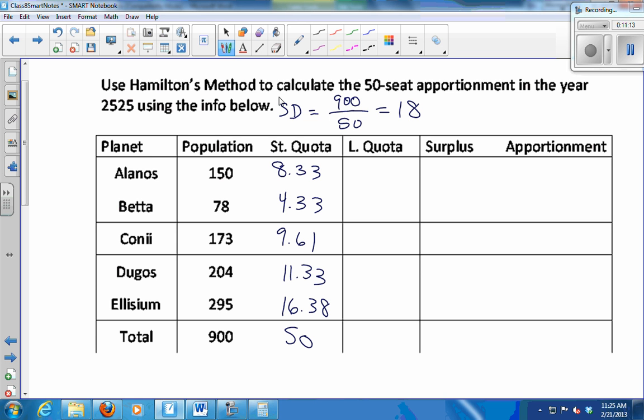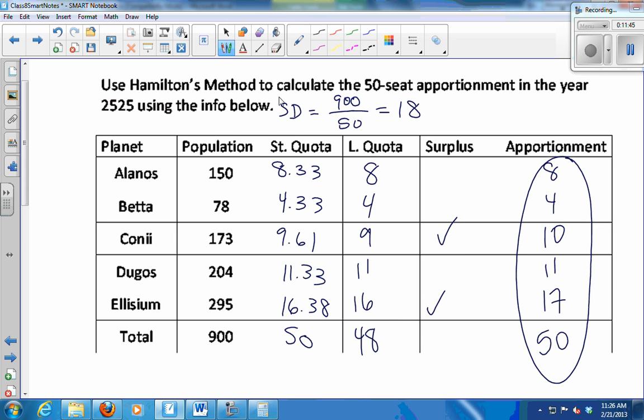Lower quotas, round them all down. I have 8, 4, 9, 11, 16. When I add those up, what do I get? 48. So I have 2 seats to give out. I will give them to the largest decimal pieces, so that would be the 0.61 and the 0.38. So my final apportionment is going to be 8, 4, 10, 11, 17 for 50 seats.